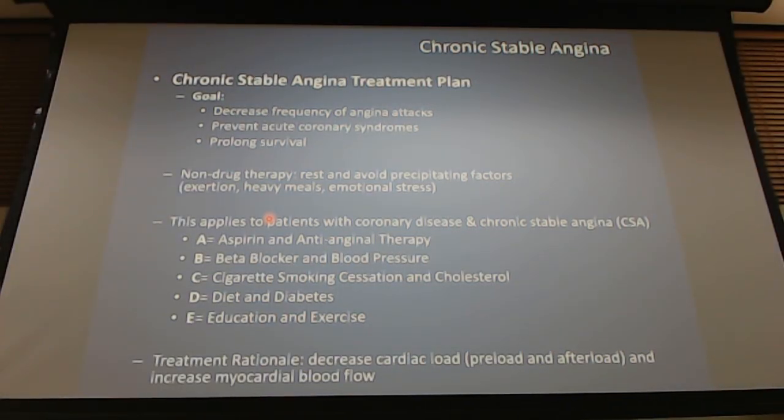Okay, so our goal. Essentially what we're trying to do is make our patient not have as many of these events, and we're trying to make sure that we can prolong survival, right? I want them to stay alive. I don't want someone to have an MI that could potentially kill them, okay? So I'm trying to reduce these ACS events from happening in this patient so that they can live a healthy life.